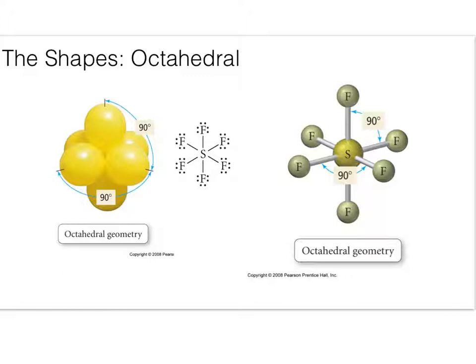What this results in is a square of equatorial positions, and each of these is 90 degrees from the next. You're also going to have 90 degrees between any axial and equatorial position. And this gets us this octahedral-looking structure right here.